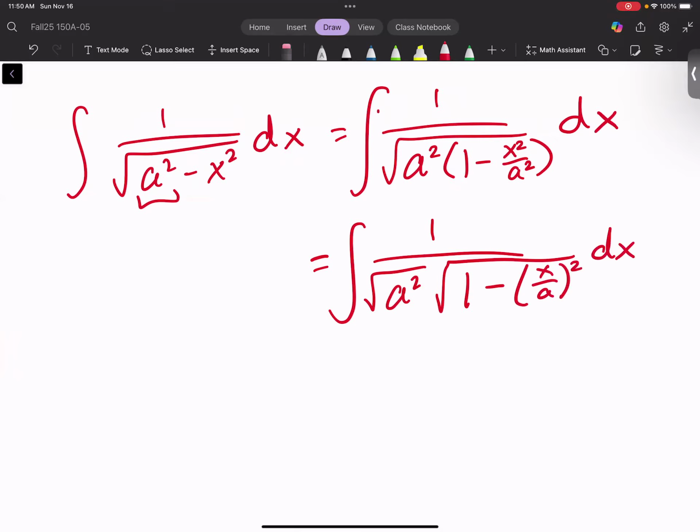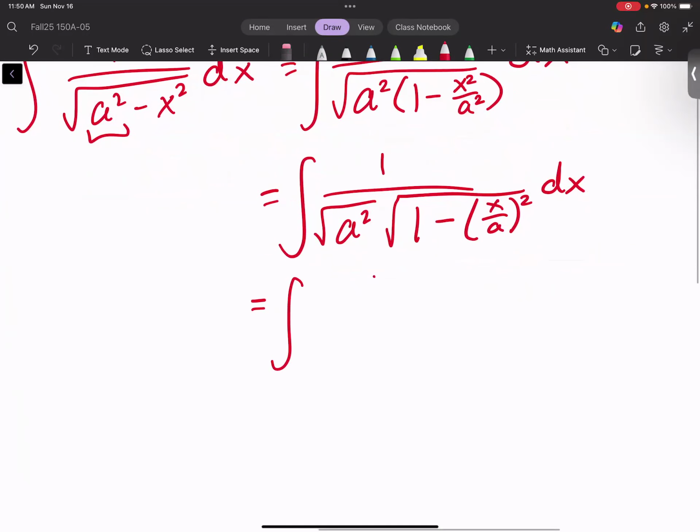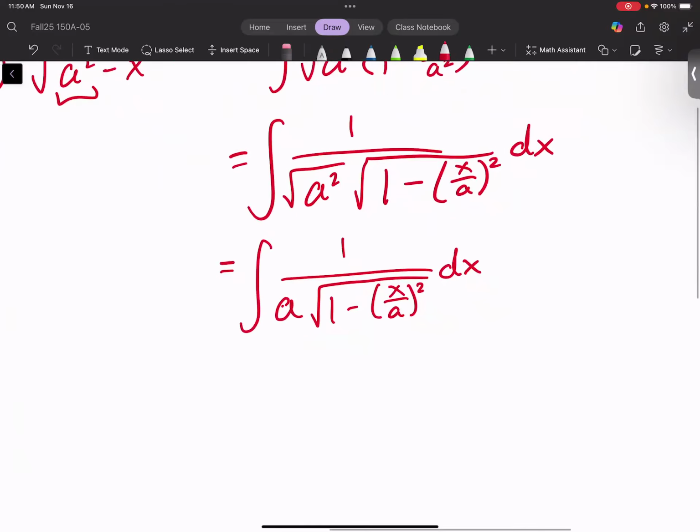dx. Okay. Then we're going to assume a is positive. So this would normally be absolute value of a, but we're going to assume a is positive. So we just get a. Okay. And that's how we're going to approach the rest of this section. Okay. So this is a 1 over a. I can just factor that out. Okay. And then it's this. And this is great. Okay.